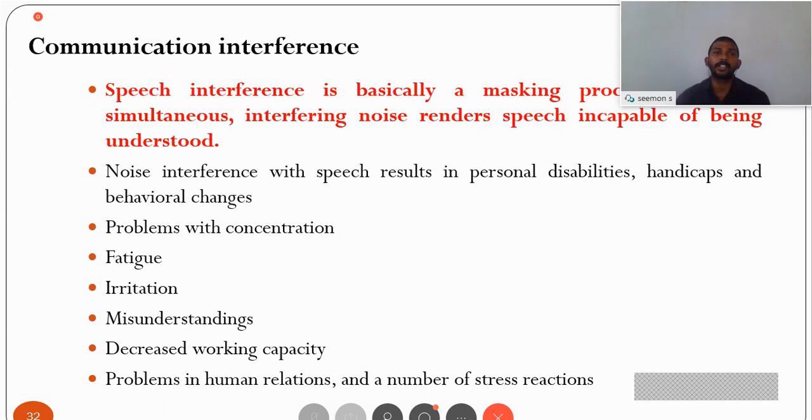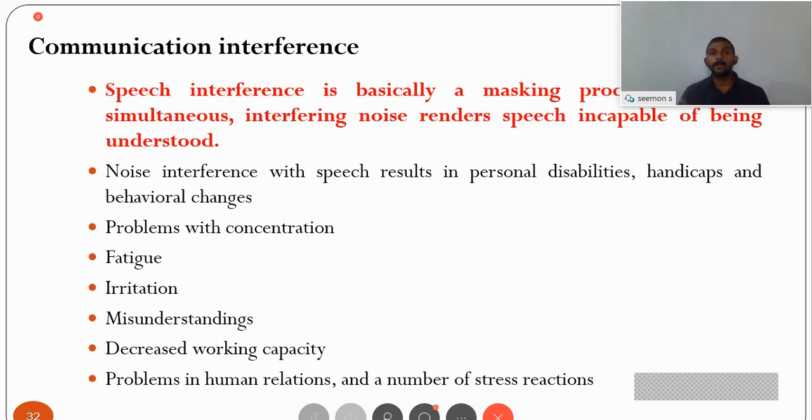Next is communication interference, which is basically a masking process. For example, in a restaurant or a market, different sounds combine together, and we may not be able to convey what we want or communicate with the person sitting beside us. That is the masking of noise by others.